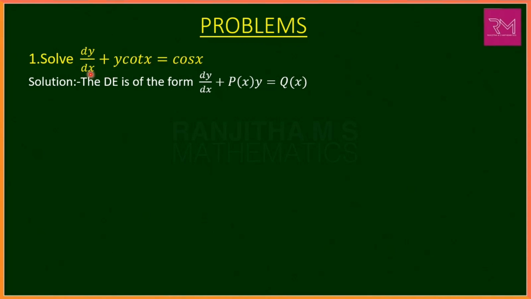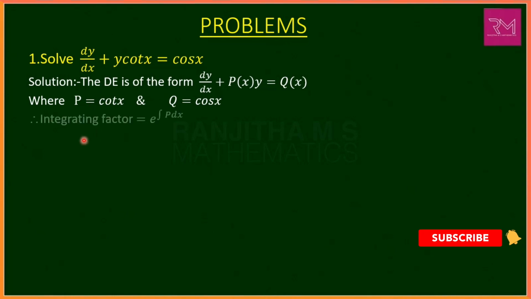From this given problem, the equation is of the form dy/dx + y P(x) = Q(x), where P is cot x and Q is cos x. Therefore, P = cot x and Q = cos x. Using the given differential equation, we first find the P and Q values. Next, after obtaining P and Q, we have to find the integrating factor.